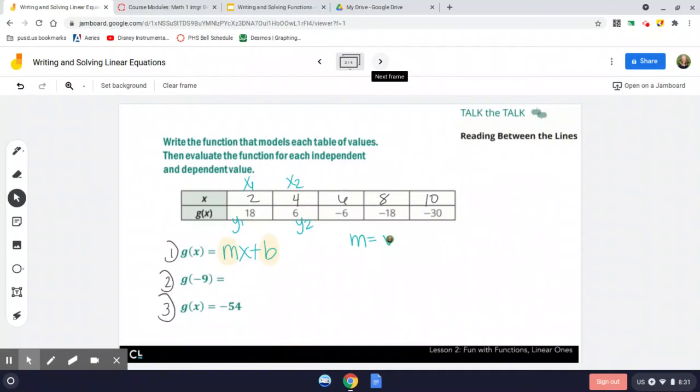So for slope, we know we're going to need to use our formula. Y sub 2 was 6 minus y sub 1 was 18. Be very careful that you don't actually do this for your y's. Make sure your y's are in this bottom row. So make sure you're getting the values from the right spot. X sub 2 is 4 minus x sub 1 is 2.